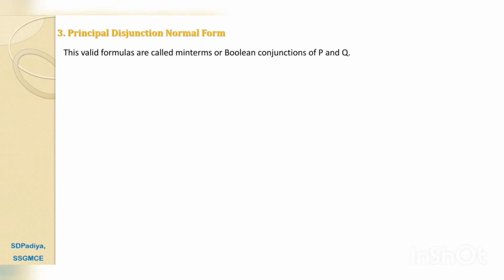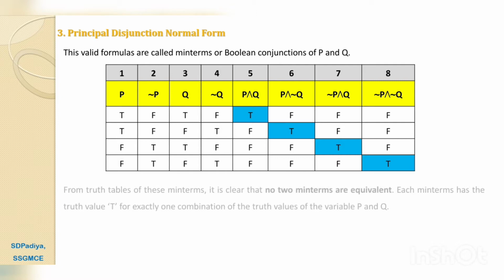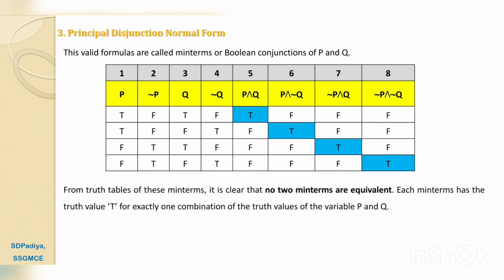These valid formulas are called the min terms or Boolean conjunction of P and Q. If we construct the truth table for these 4 possible combinations, that is 4 min terms: P and Q, P and not Q, not P and Q, and not P and not Q. Then from the truth table we can conclude two things.